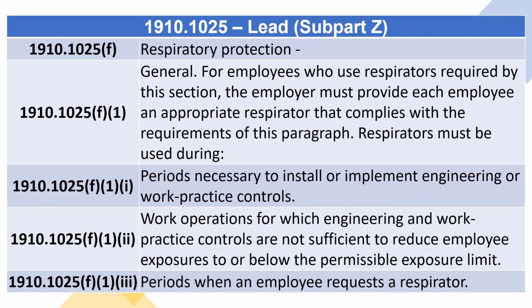1910.1025(f) Respiratory protection. (f)(1) General. For employees who use respirators required by this section, the employer must provide each employee an appropriate respirator that complies with the requirements of this paragraph. Respirators must be used during (i) through (iii) periods necessary to install or implement engineering or work practice controls; work operations for which engineering and work practice controls are not sufficient to reduce employee exposures to or below the permissible exposure limit; and periods when an employee requests a respirator.